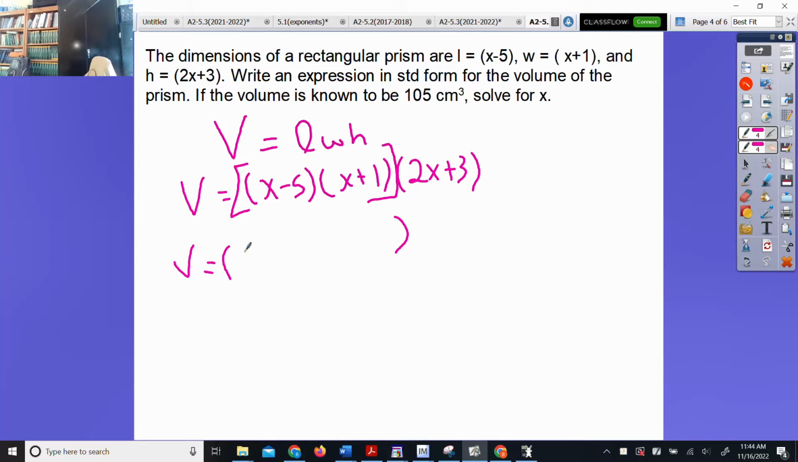If you FOILed it, before you combine like terms, you have x squared plus an x minus a 5x minus a 5.